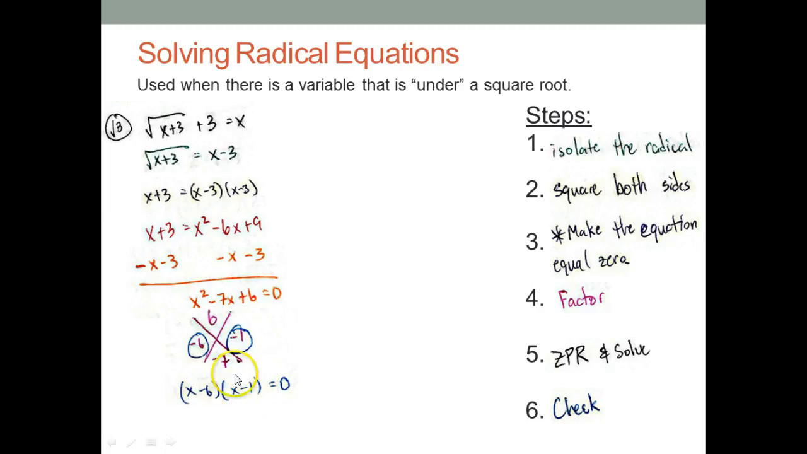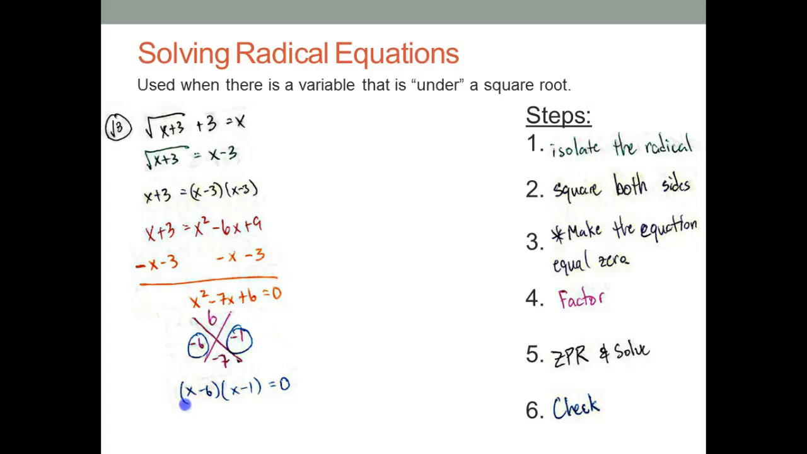If I were to FOIL these out, because a is equal to 1, there is no box here. That's the only reason. Again, I want to say that again. Because a is equal to 1, I don't have to do the box. These are just what pop down into my binomial. So x minus 6 times x minus 1 is going to give me x squared minus 7x plus 6. Feel free to pause the video, FOIL that out, and verify that that's true.